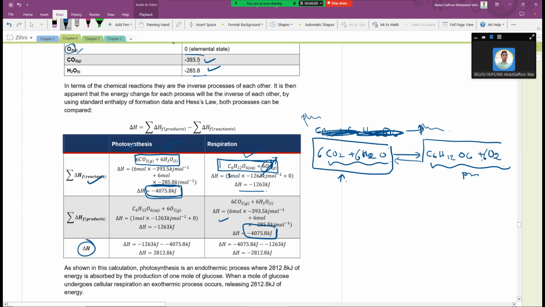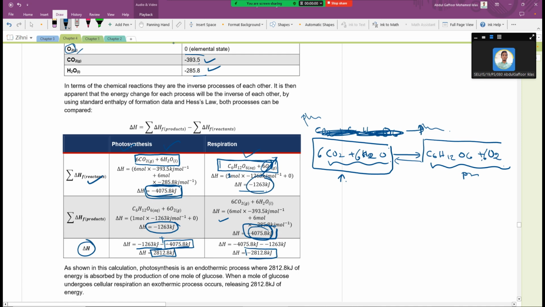Now for the photosynthesis, this should be subtracted by this. So this should be written first and then this, right? And you have to substitute along with the sign. So minus into minus gives plus, so this will give you a positive symbol, right? And again, this minus this, and this is the value.